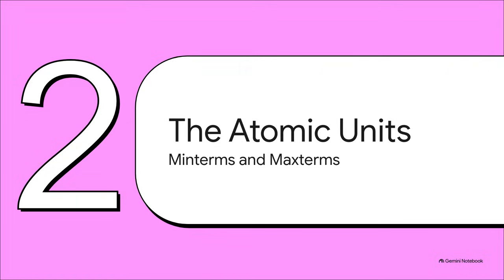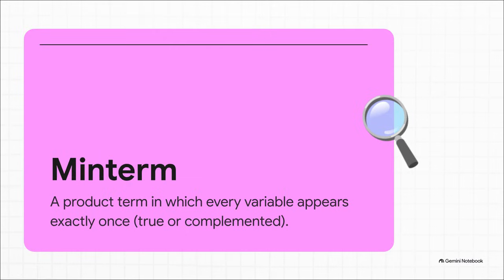Section 2. The atomic units, minterms and maxterms. If SOP and POS are the complex molecules of digital logic, minterms and maxterms are the atoms that build them. Let's start with the minterm. A minterm is a specific type of product term, but it comes with a brutally strict rule. Every single variable in your system absolutely has to appear exactly once. It can be in its true form or its complemented, meaning inverted form, but it has to be there. No variable is ever allowed to be left out.